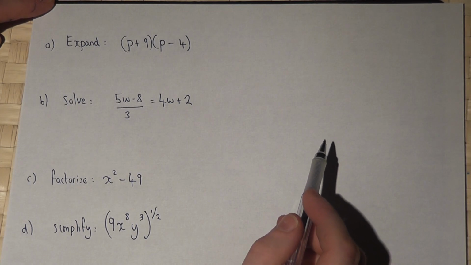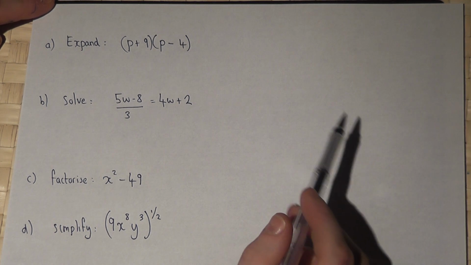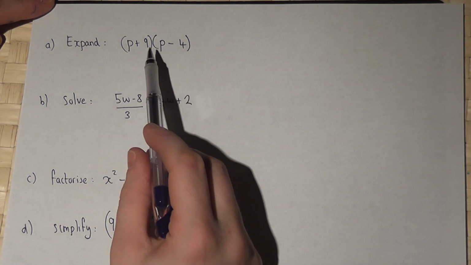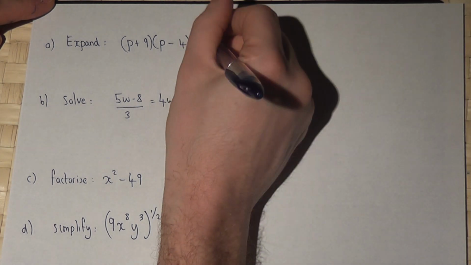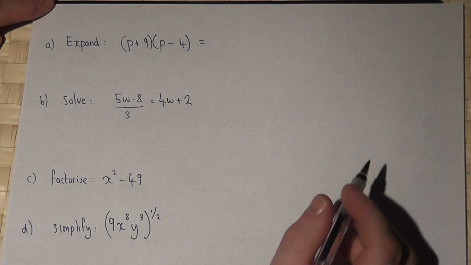This video looks at 4 typical algebraic skills. Now the first one is to expand a pair of double brackets. Now there's lots of methods for this, but I tend to use what I call the smiley face method.